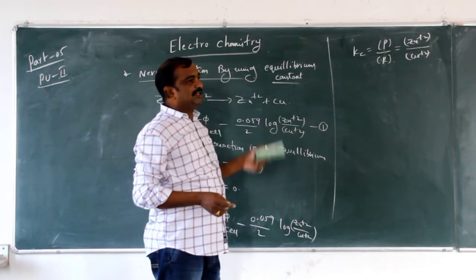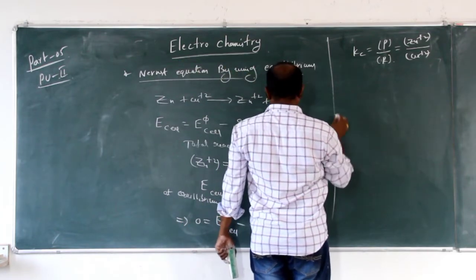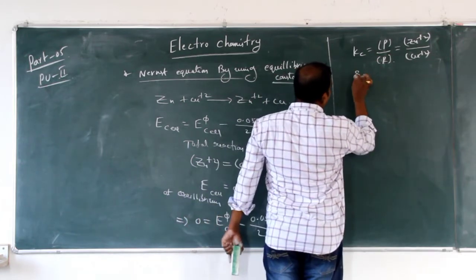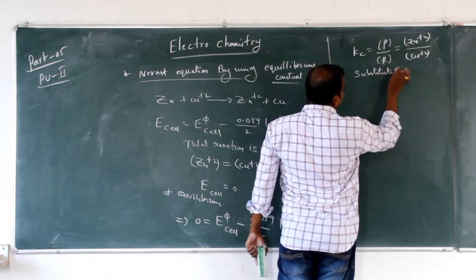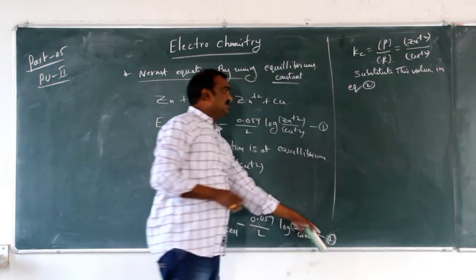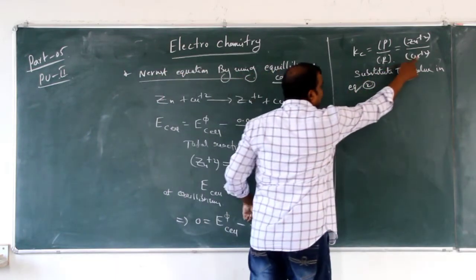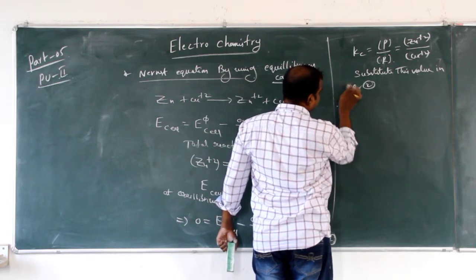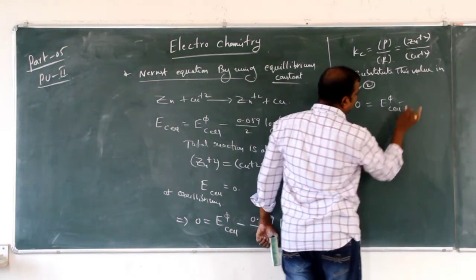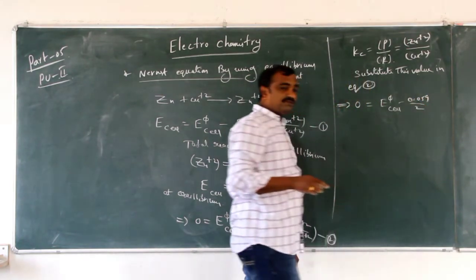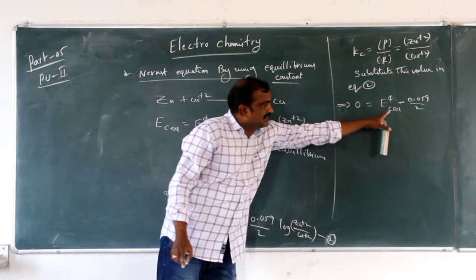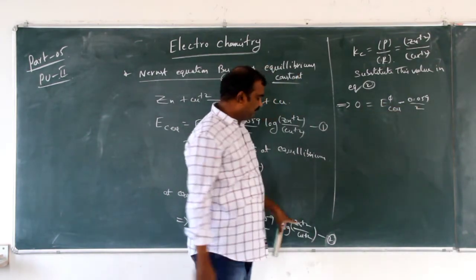So instead of Zn plus 2 by Cu plus 2, if you substitute this in equation 2, this implies 0 is equal to E naught cell minus 0.059 by 2 log of Zn plus 2 by Cu plus 2.